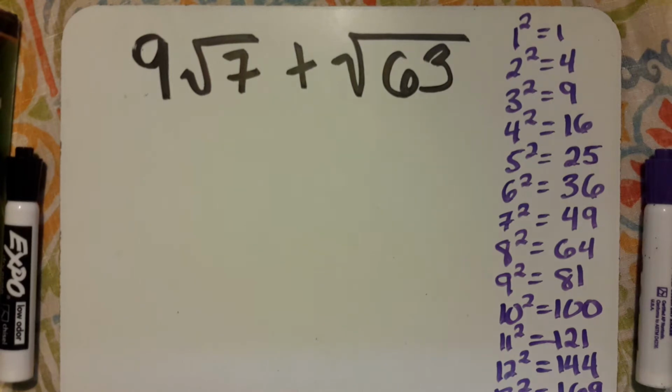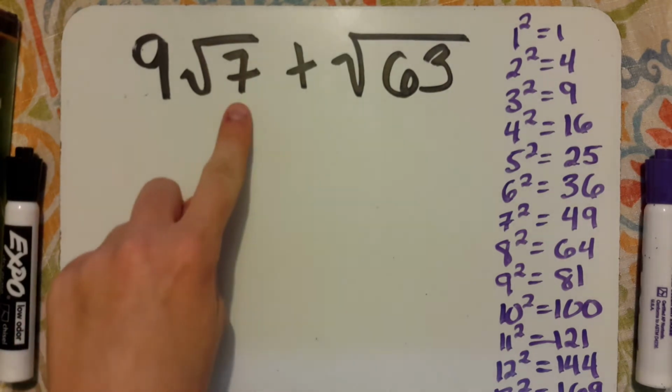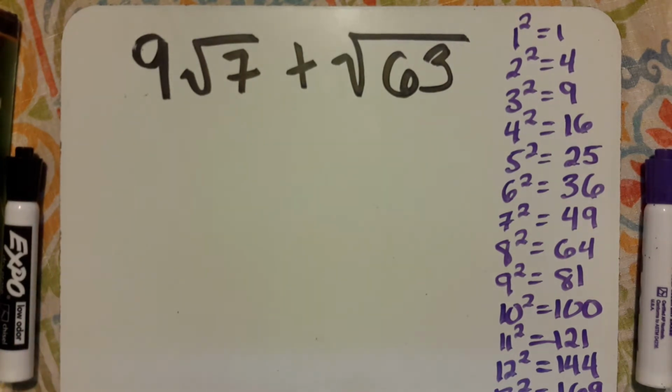So what I want you to do is try to break down each of these as far as you can. And when I say break them down, try to find the biggest number less than the number, the radicand, the number under the radical sign, that divides into that radicand. So like 7, it doesn't really divide out. I'm stuck with the square root of 7.